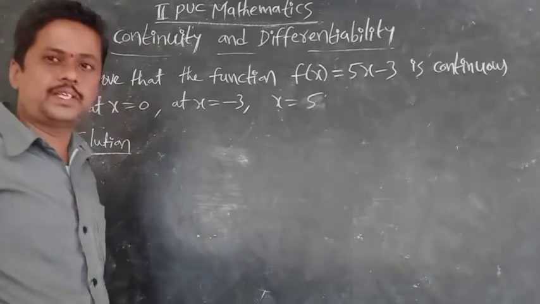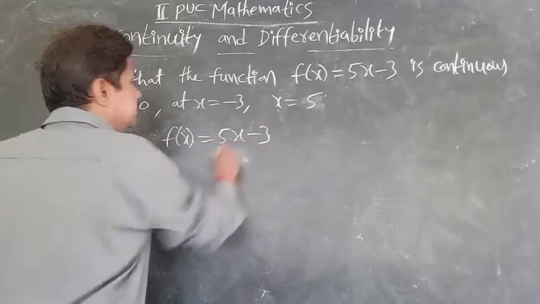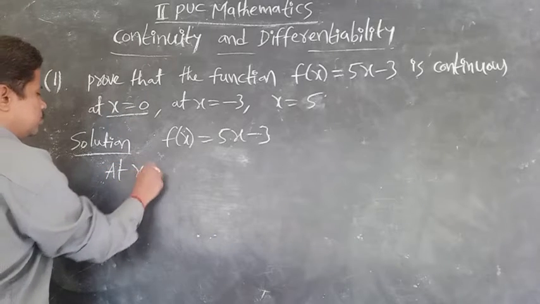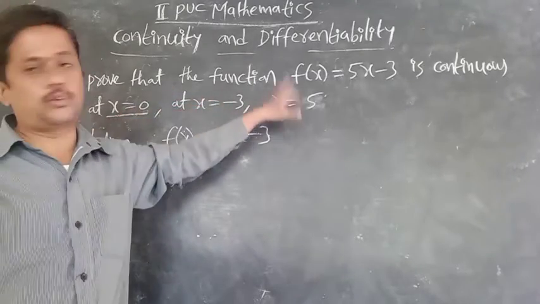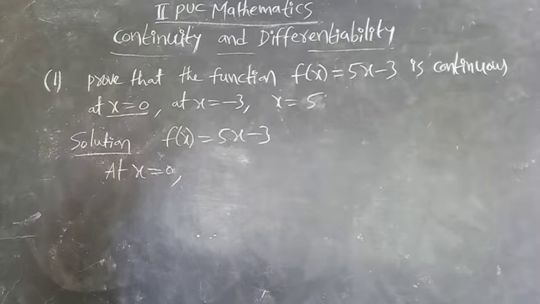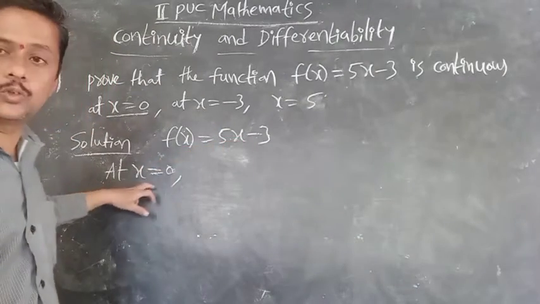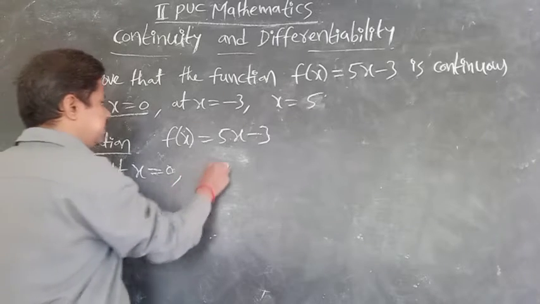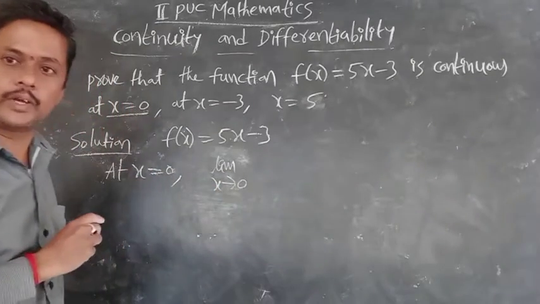First you have to write the function. What is that function? F of x is equal to 5x minus 3. Let us consider the first point. X is equal to what? X is equal to 0. At x equals 0. First question, second question, this is the third question. See here, f of x is what? 5x minus 3, and at x equals 0. What is the actual LHS? Limit x tends to c. C means here 0.